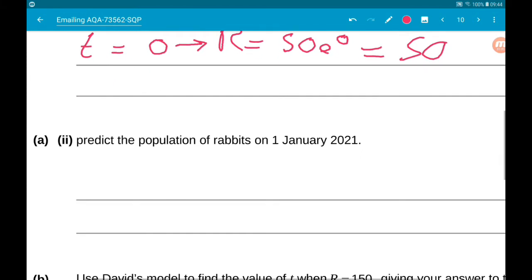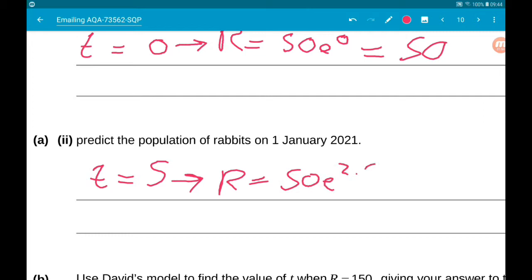Part 2 wants us to predict the population of rabbits on the 1st of January 2021. So, in 2021, 5 years have passed, so t is equal to 5, which gives us R is 50 e to the 2.5, which to the nearest whole number is 609.